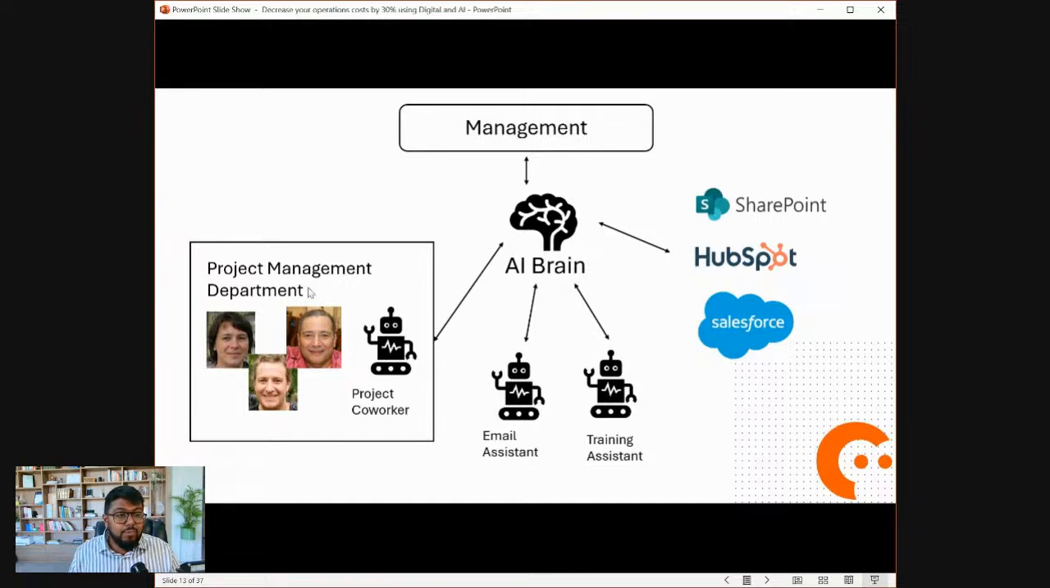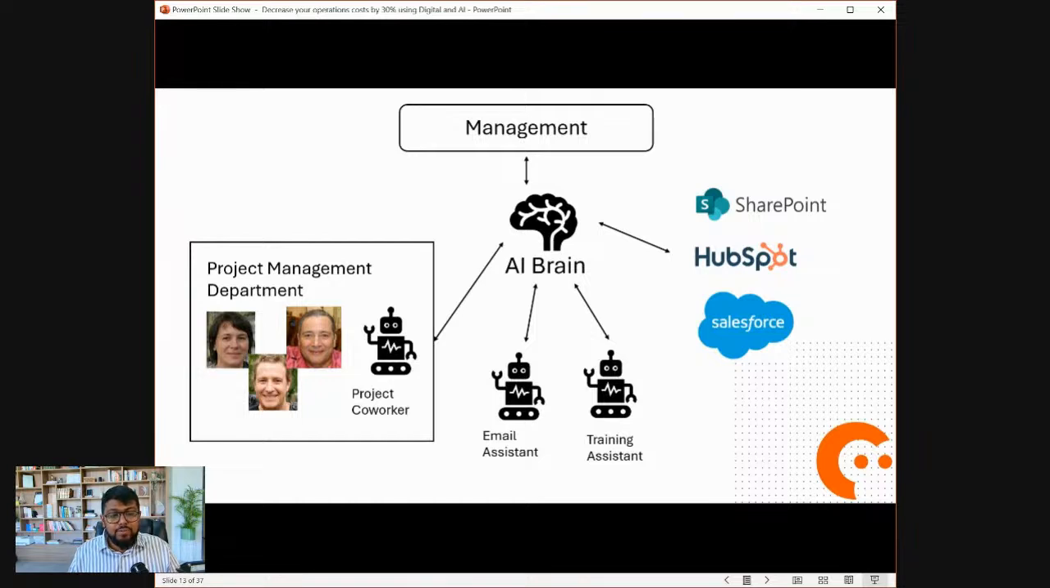For example, if you've got a project management department with, say, 6 people, you would actually have a project co-worker, which would be an AI working alongside your organization to do the task. Which task? The robot tasks, the tasks that a lot of people don't want to do, the manual tasks that waste a lot of time and a lot of energy.